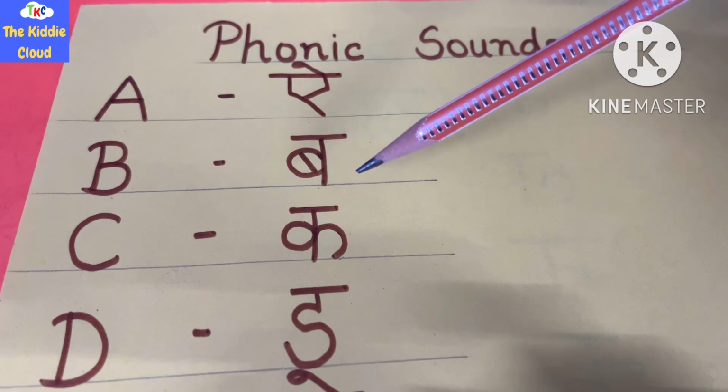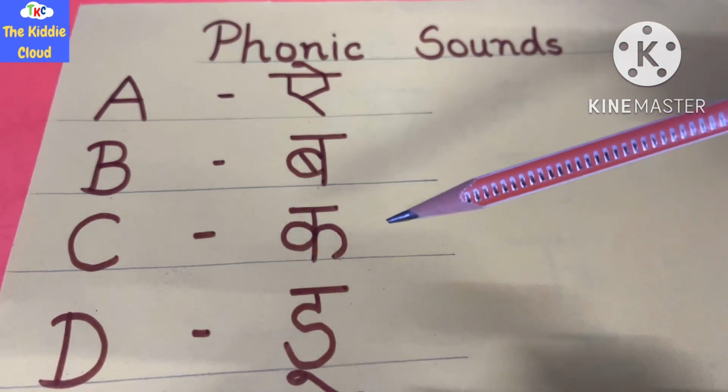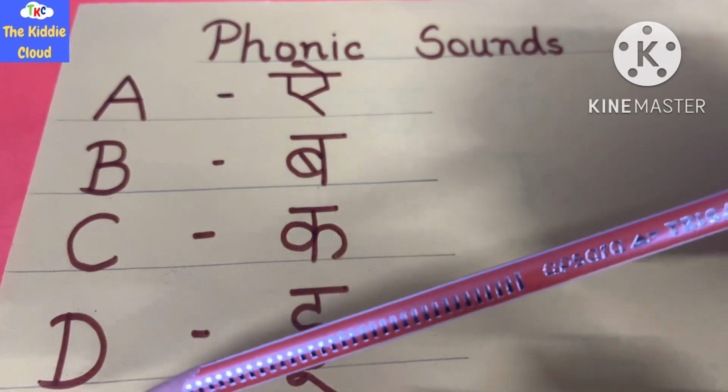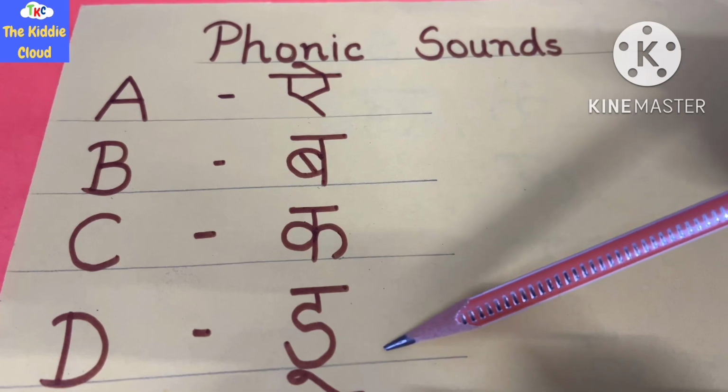B says b, ball. Repetition of saying the sound is very important with your child. C says k, cat. D says d, dog.